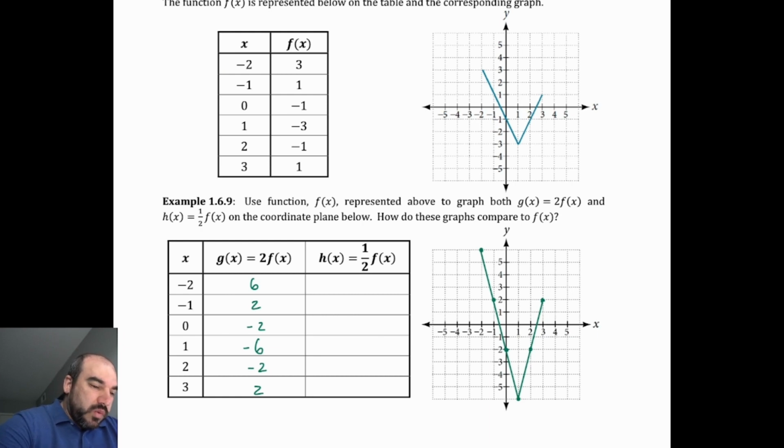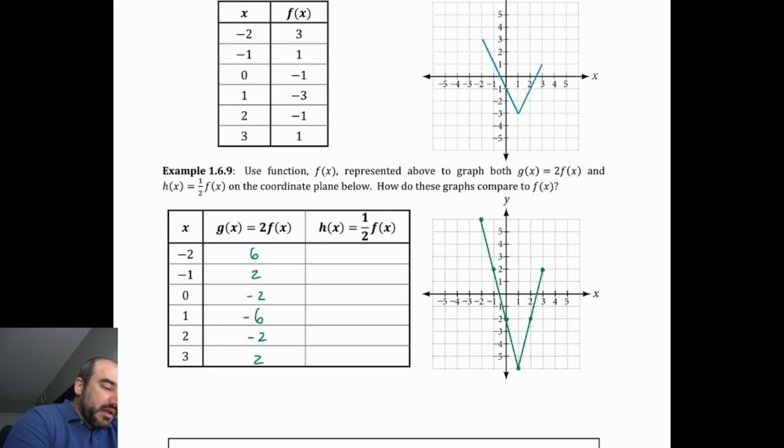Right. So what happens when we multiply by 1/2 instead? Well, 1/2 is a fraction that usually makes things smaller when you multiply them, right? If you take 10, you multiply by 1/2, it becomes 5. So y values, f of x values, when we multiply them by 1/2, are going to get smaller.